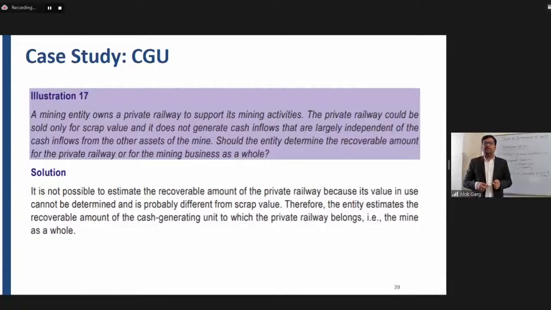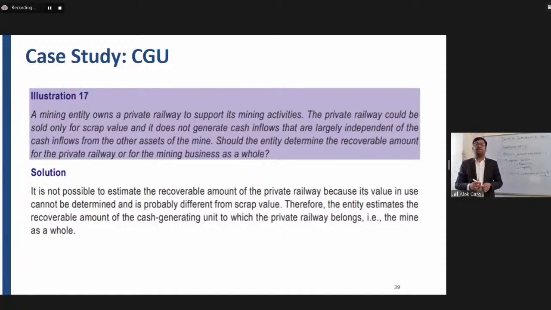Should the entity determine the recoverable amount for the private railway or the mining business as a whole? So the ask of the question is whether this private railway is a cash generating unit, or the mining business as a whole, including this private railway, will be considered as a cash generating unit. So the answer is the entire mining business, including the private railway, will be considered as a cash generating unit.